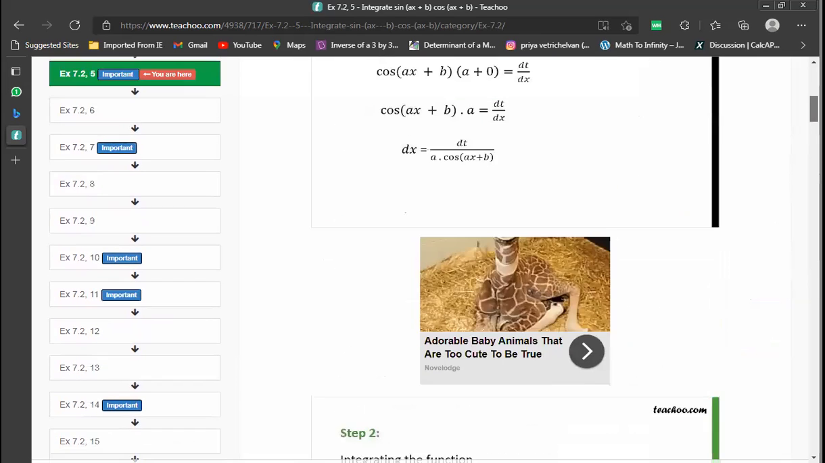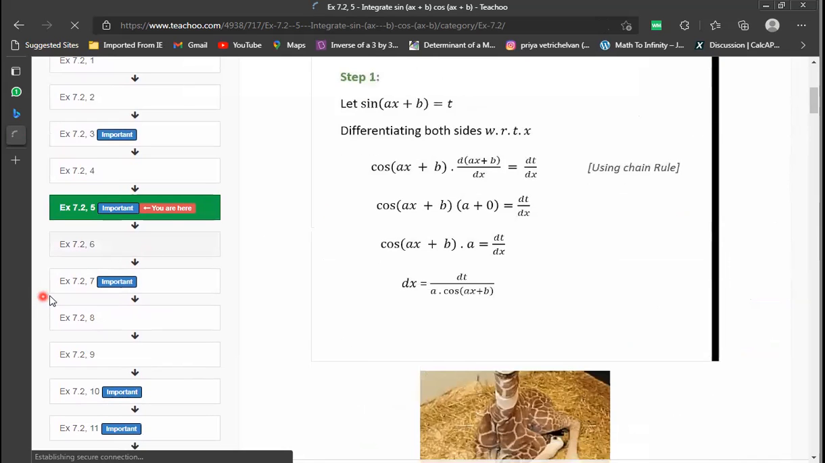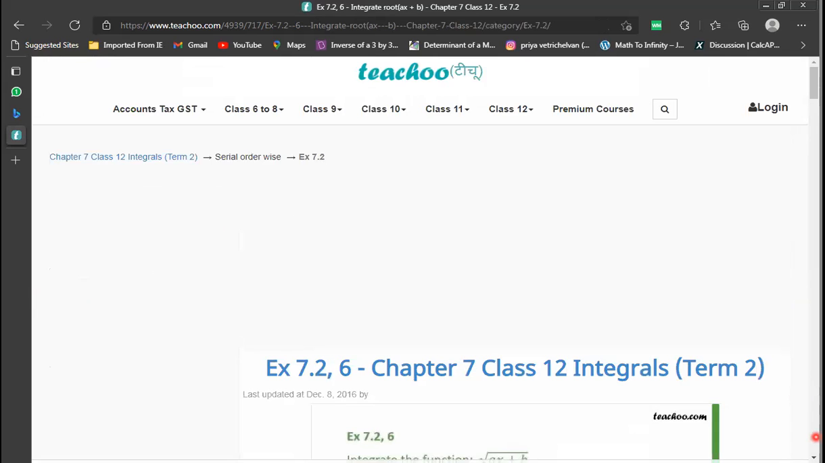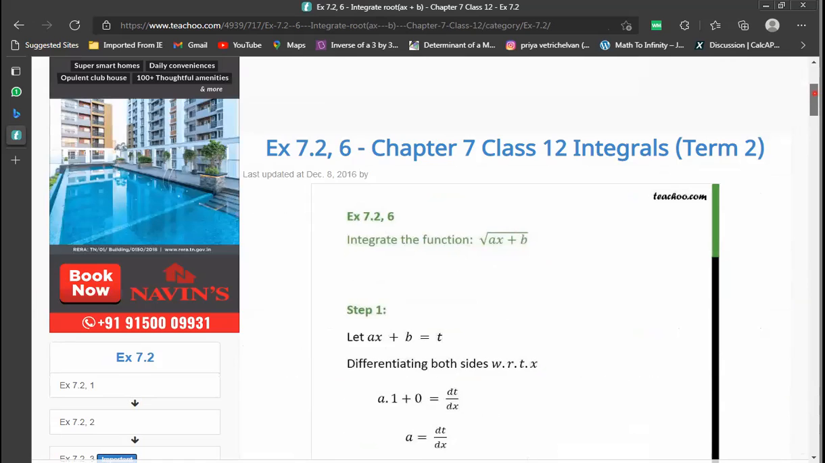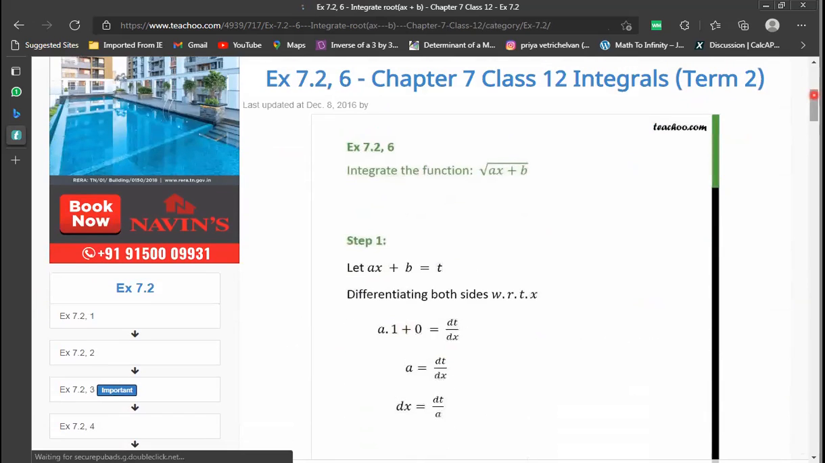That's all about this. Okay. So square root of ax plus b. Here also we are going to use the substitution method. We are taking the expression ax plus b and we are assigning it to the variable t. So ax plus b is t. You have to differentiate it both the sides. Differentiation of ax is a. Differentiation of b is 0. Differentiation of t is dt by dx. So a is equal to dt by dx. Dx can be written as dt upon a.